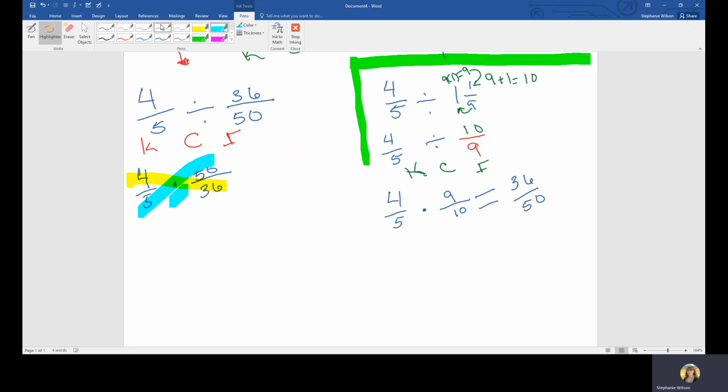So what do we get here? We get, let's change the color. 4 goes into itself once and goes into 36 9 times. 5 goes into itself once and goes into 50 10 times. And now we multiply across. 1 times 10 is 10. 1 times 9 is 9. And wow, what do we have? We have an improper fraction. So we have 10 ninths, and this is called an improper.